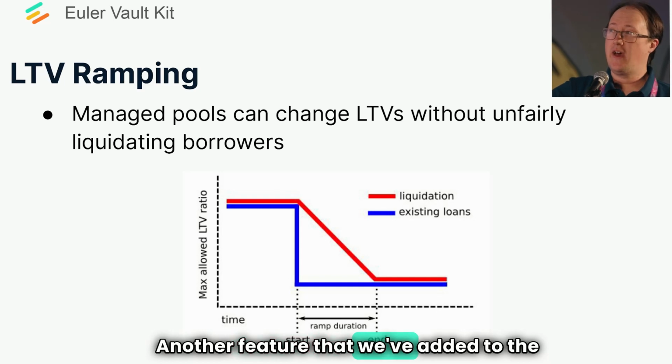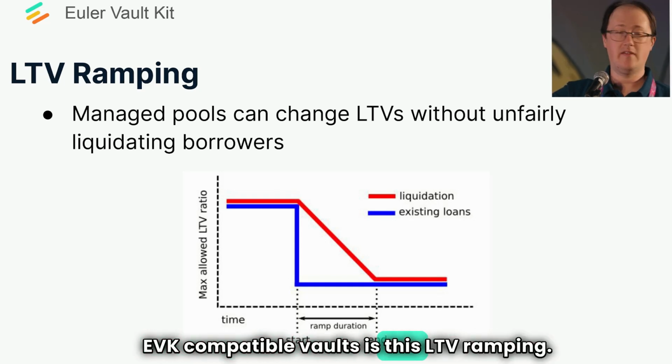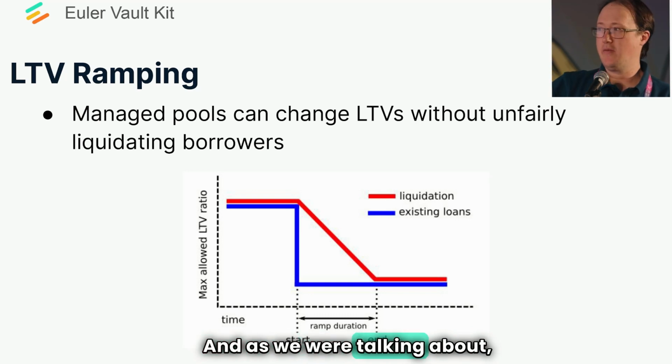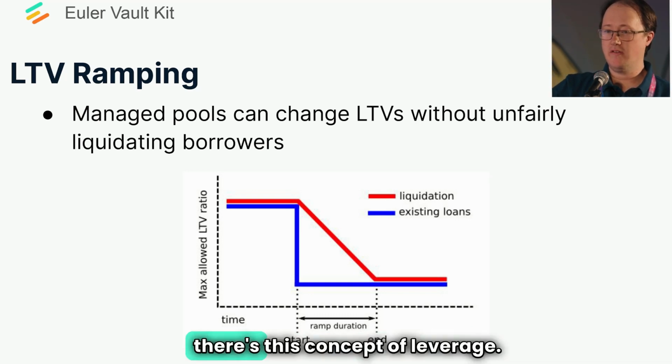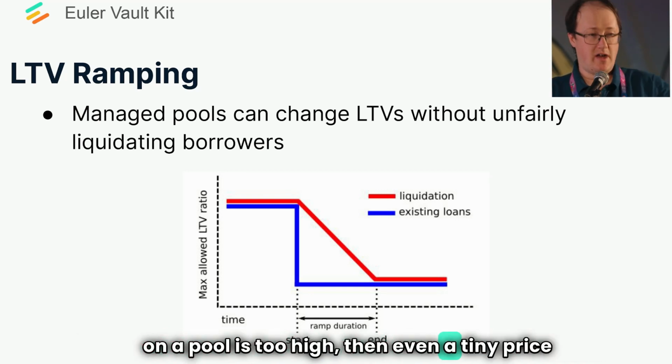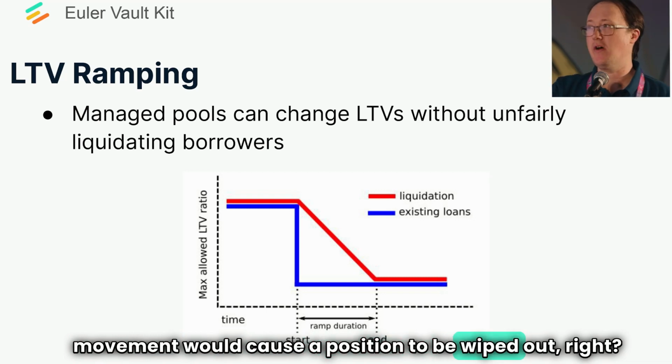Another feature that we've added to the EVK compatible vaults is this LTV ramping. LTV stands for loan to value ratio. And as we were talking about, there's this concept of leverage. If the leverage is too high, or the allowable leverage on a pool is too high, then even a tiny price movement would cause a position to be wiped out, right?